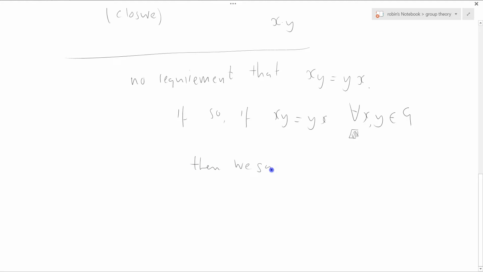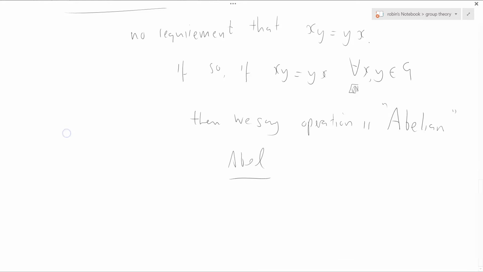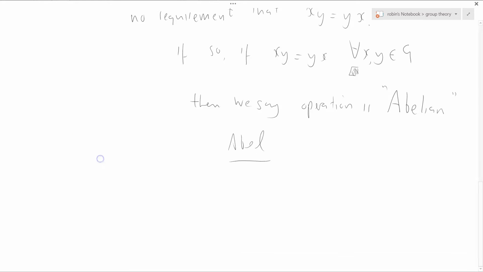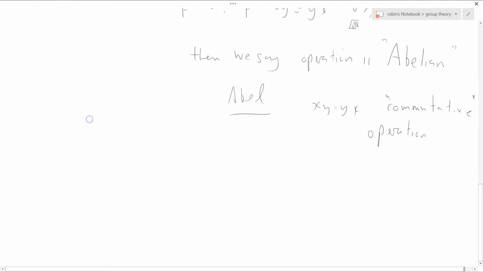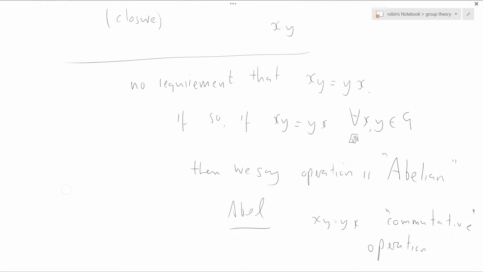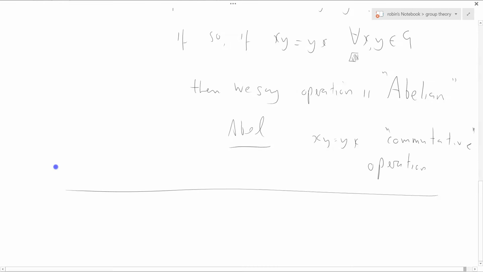we say that the operation is abelian, after a mathematician called Abel who worked with these things. Okay, so there's no requirement that it does that, and sometimes if xy equals yx, you talk about a commutative operation. Commutative, because they commute, because x and y commute past one another. Different notation there. Okay, so we've got an operation.